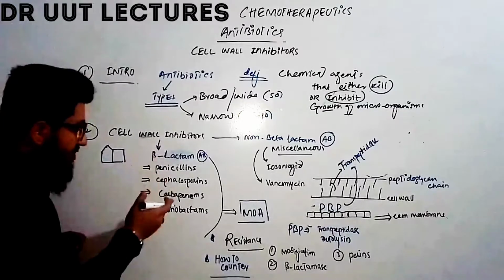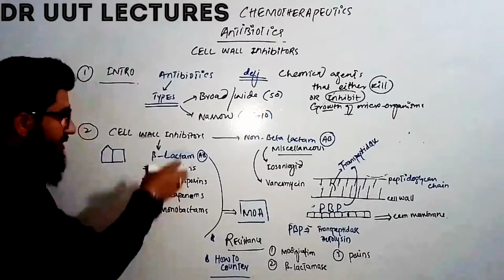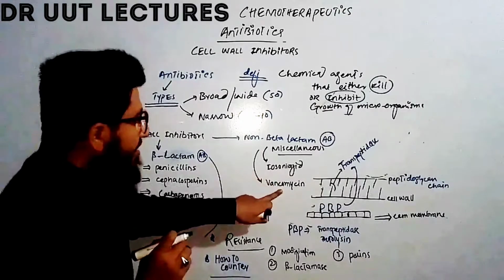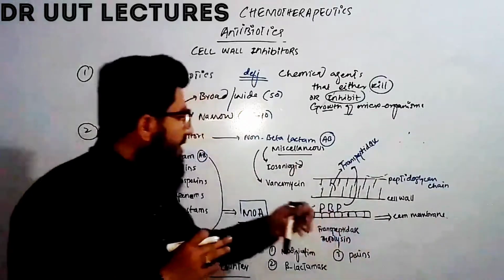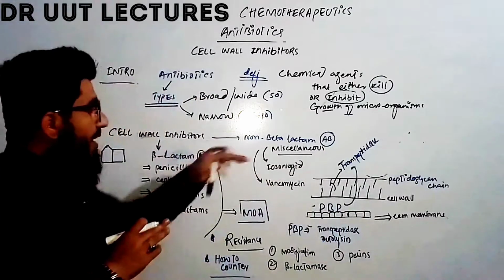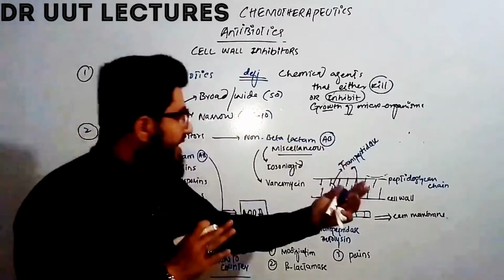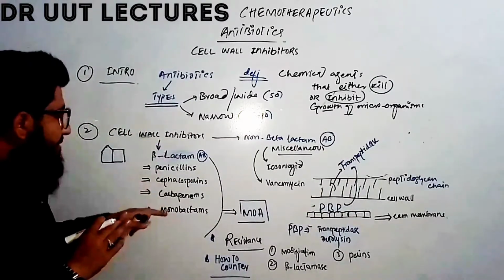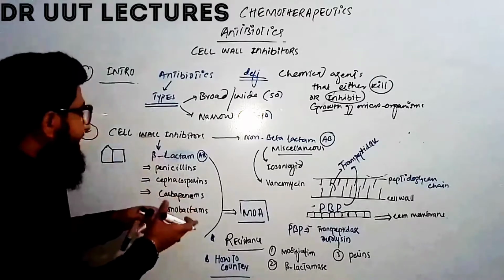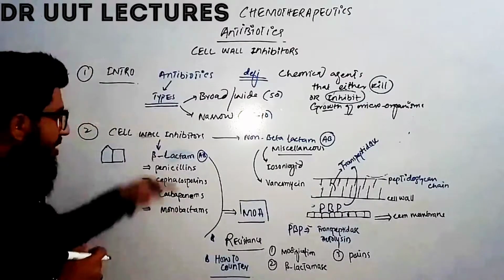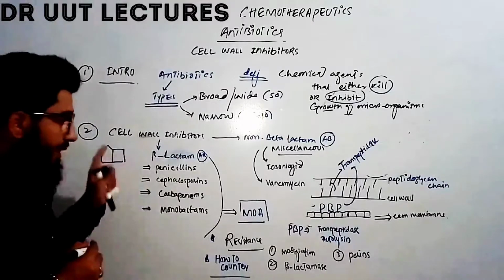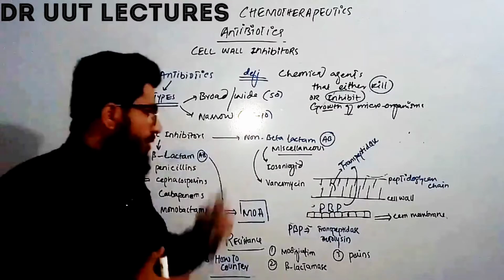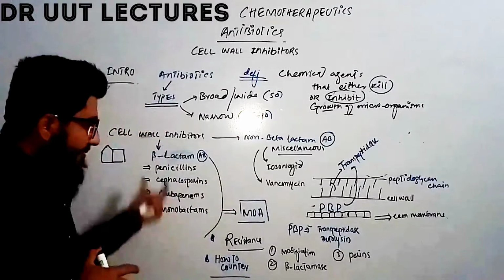Now penicillins, cephalosporins, carbapenems, monobactams, these all have this particular ring, whereas isoniazid, vancomycin and some others don't have this particular ring. That's why they are placed in the miscellaneous antibiotics, whereas penicillins, cephalosporins, carbapenems, monobactams are all placed in the beta-lactam antibiotics because they all have the beta-lactam ring. That's it, the very simple understanding regarding the beta-lactam and non-beta-lactam. You got the concept? They have the beta-lactam ring.